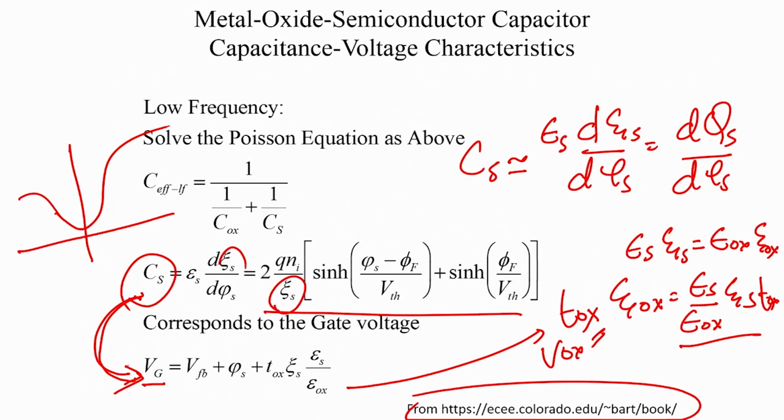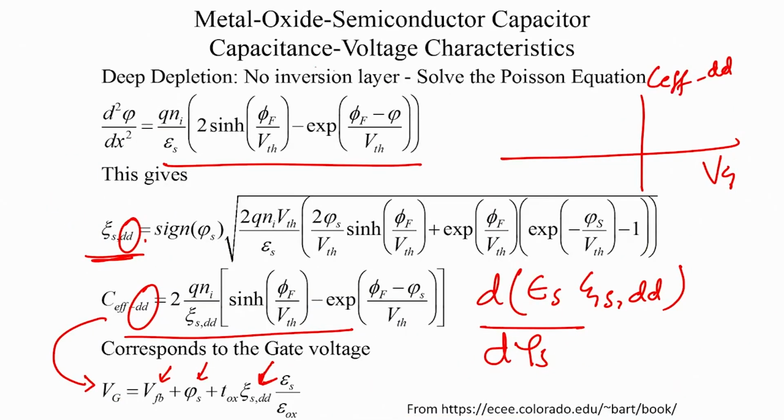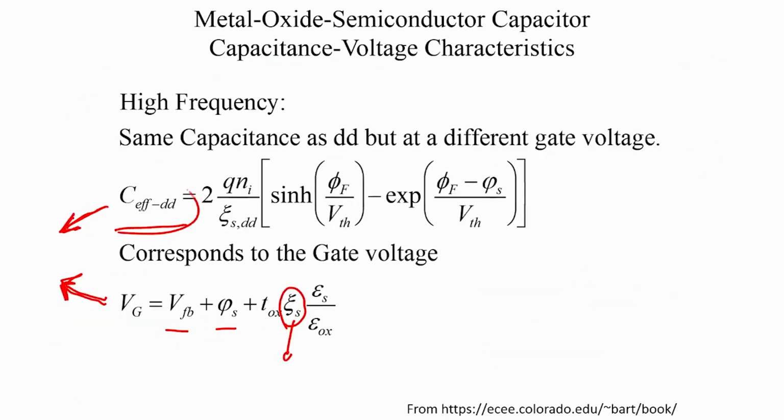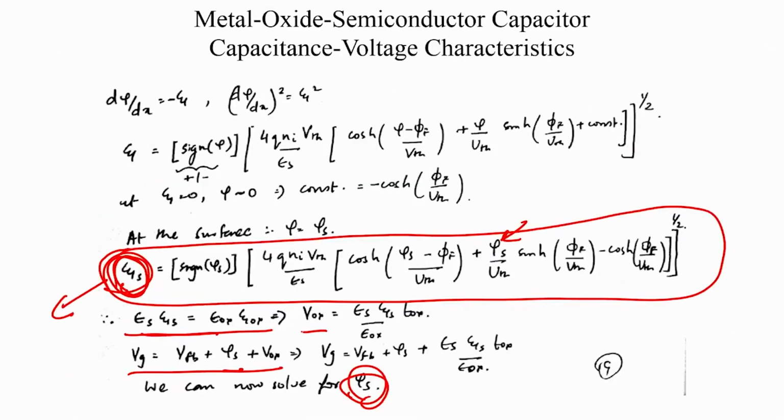Just to summarize, for low frequency you have Cs corresponding to this gate voltage, where this is the low frequency electric field obtained from this Poisson equation. For deep depletion, we solve a new Poisson equation which does not permit the inversion layer, and you find the new electric field and a new capacitance, and that capacitance corresponds to this gate voltage, which uses the deep depletion electric field, not the low frequency electric field. So, both the capacitance and the electric field correspond to deep depletion, but for high frequency you use the deep depletion capacitance, and you make it correspond to the low frequency gate voltage, which is obtained from the first Poisson equation, the one we solved here.